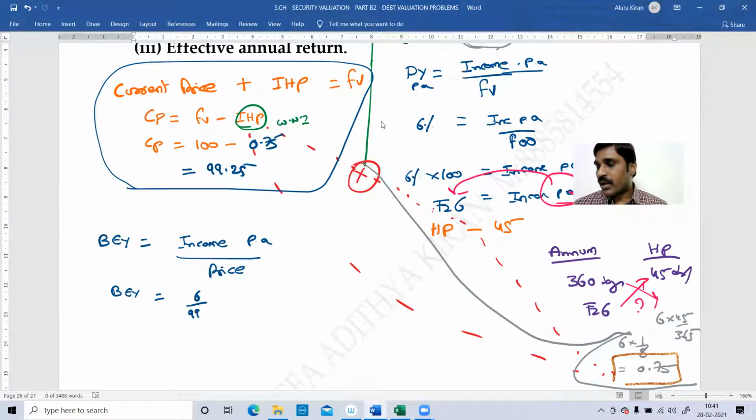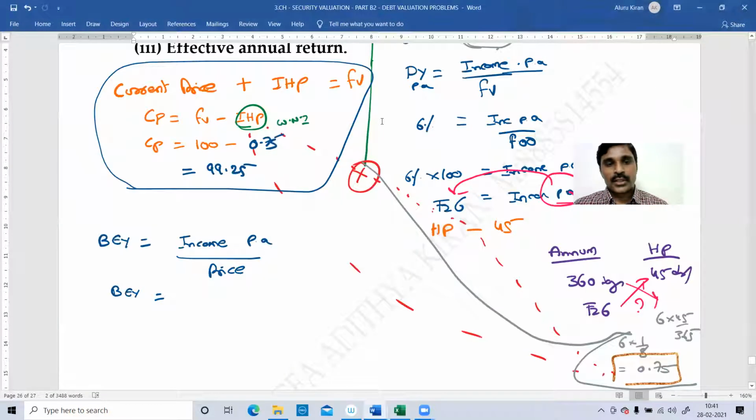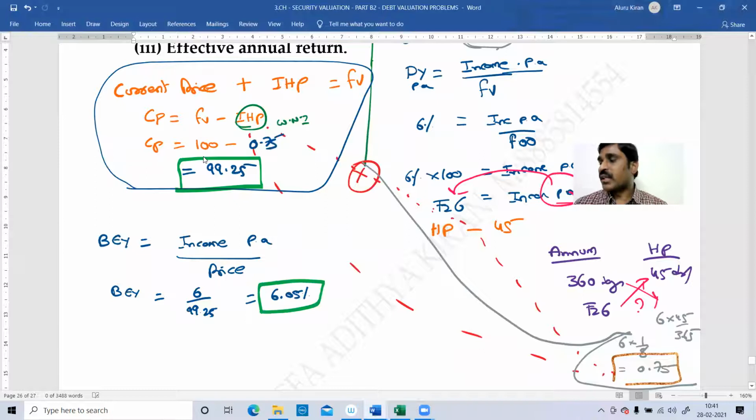6 divided by 99.25 is equal to how much? 6.05 percent. This is the one main answer. I am highlighting it in the green color box. This is the main answer they have required in the question. The rest are all working notes.